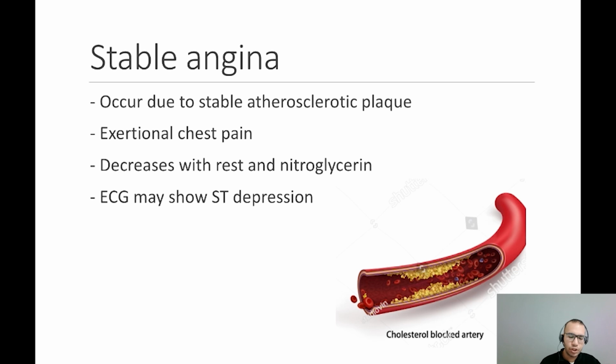So, stable angina occurs due to a stable atherosclerotic plaque. That's why it's called stable. And it causes exertional chest pain, and this chest pain will be decreased with rest and nitroglycerin, as nitroglycerin's mechanism of action is vasodilation of the coronary artery. And ECG will show ST depression.